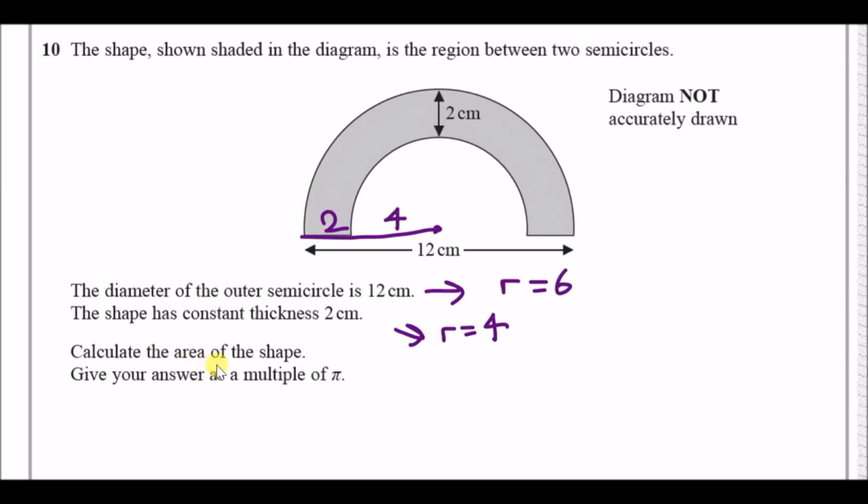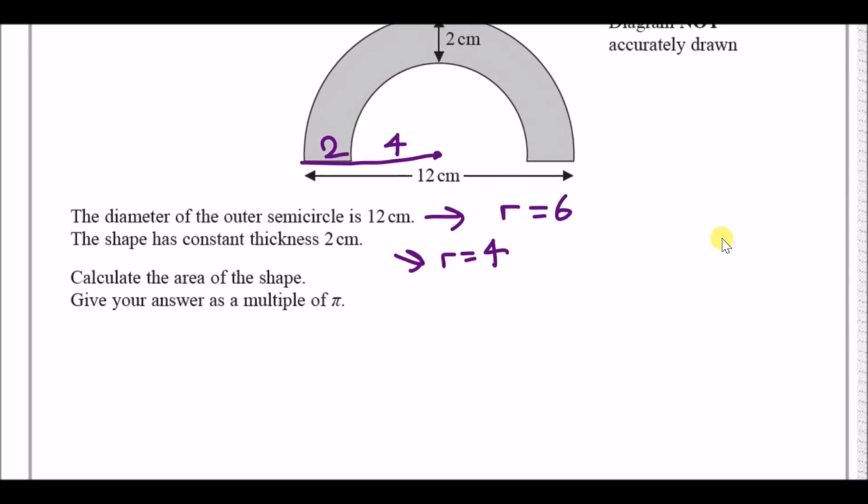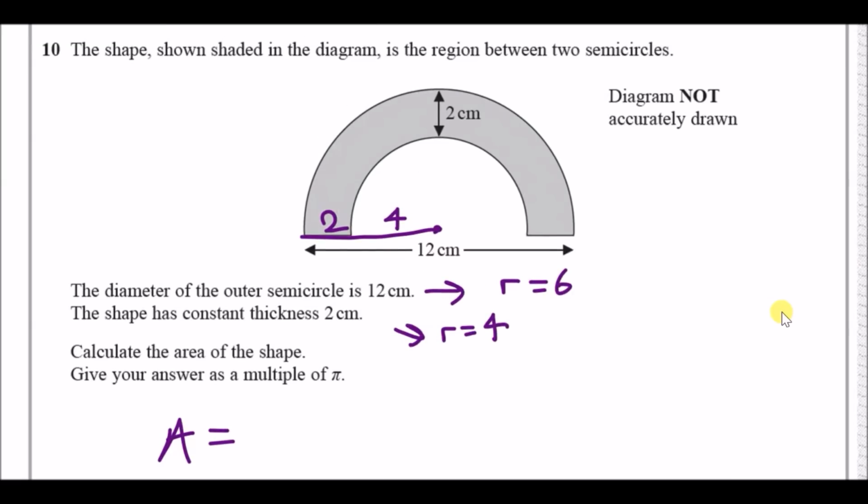Okay, next, calculate the area of the shape. Give your answer as a multiple of pi. The main idea is that we want to firstly find the area of the whole semicircle, assuming there's no white bit, and subtract the smaller semicircle from it. Now the area of a semicircle is the area of a circle, which is pi r squared, and then halved.